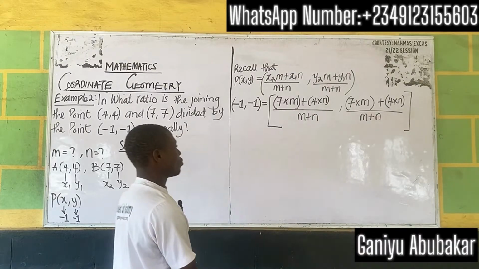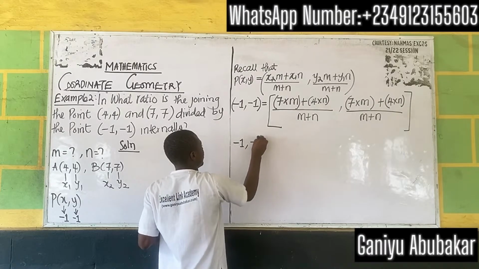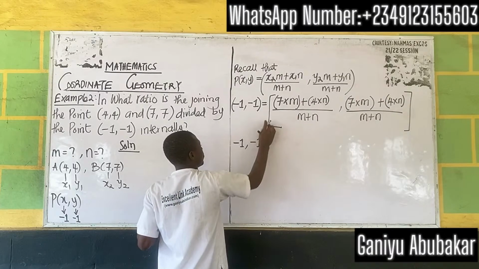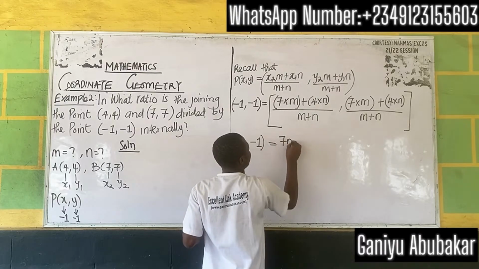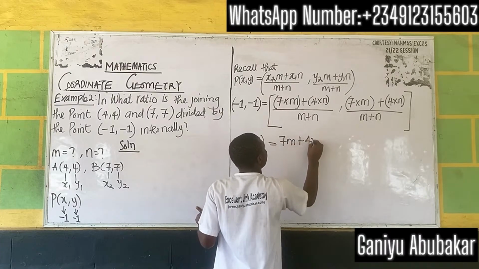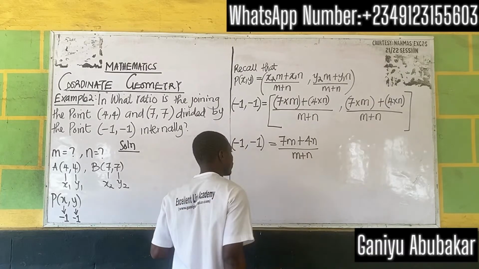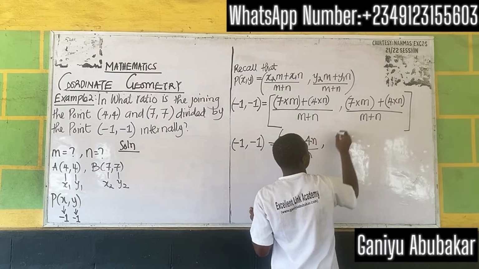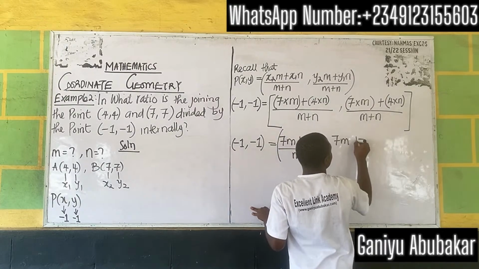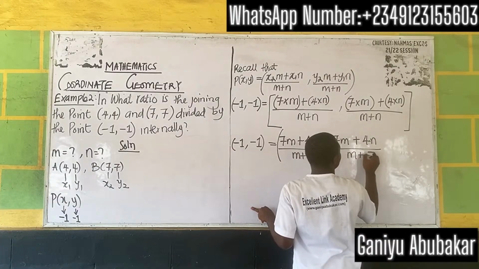My next task is to multiply this stuff. So that gives you (-1, -1) is equal to (7m plus 4n over m plus n, comma 7m plus 4n all over m plus n).